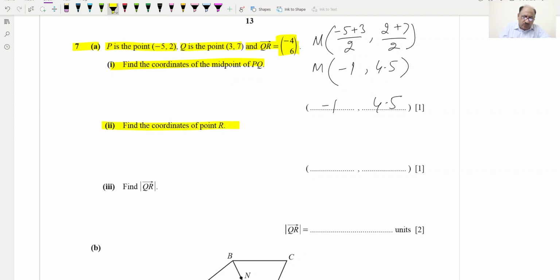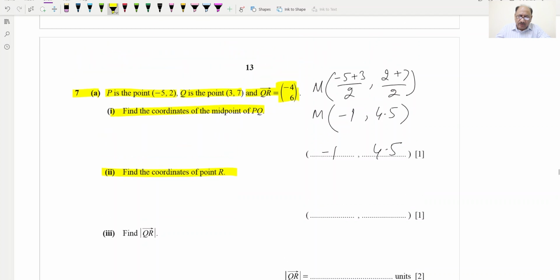Then they are saying find the coordinates of the point R. So for R, we know that QR is this one, so we can write -4 plus 3 and 7 plus 6. So this will be -1 and 13. This will be a 1 mark question.